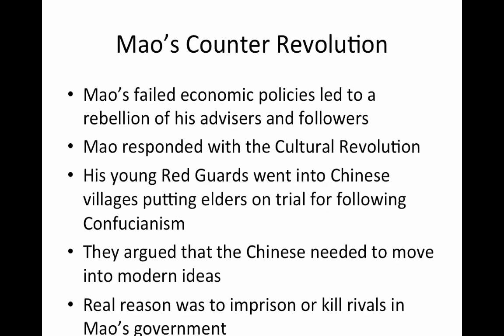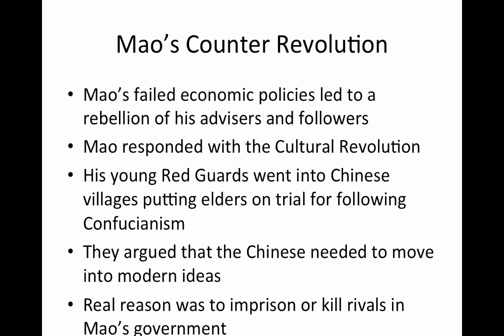Mao's counter-revolution. Mao's failed economic policies led to a rebellion of his advisors and followers. So Mao had to protect himself, and he did this with the Cultural Revolution. He created amongst young people what was known as the Red Guards. They went into Chinese villages, putting elders on trial for following Confucianism. They argued that the Chinese needed to move into modern ideals.